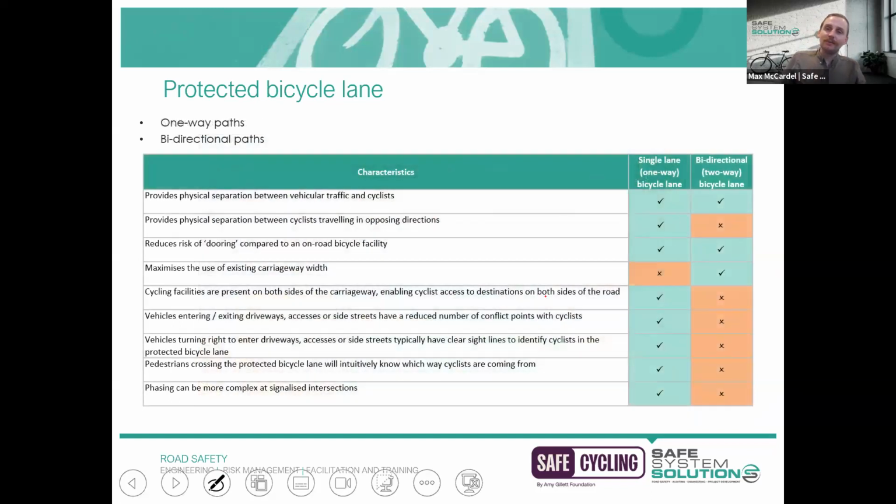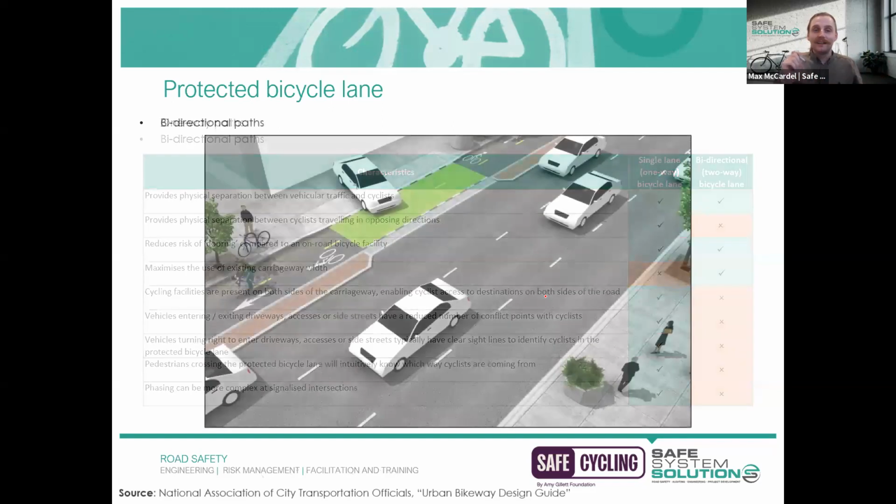We've included this table here just to summarize, I suppose, the pros and cons of going with either a one-way protected bicycle lane or a bidirectional. And rather than just read through this table, I'll just spell it out with some figures, but this is just for your reference, so you can reflect on this later on.